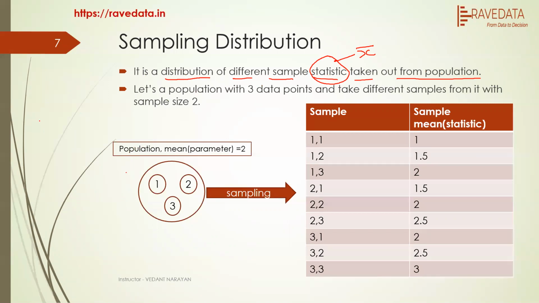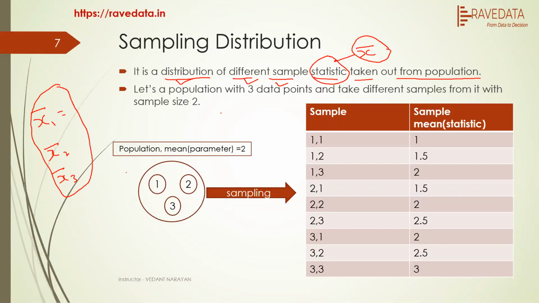samples from a population, and the sample mean in the first sample is x1 bar, in the second sample is x2 bar, and in the third sample is x3 bar. So the distribution of all such sample means will be called the sampling distribution. So it is a distribution of different sample statistics taken from a population. In this case, we took the sample mean as the sample statistic.